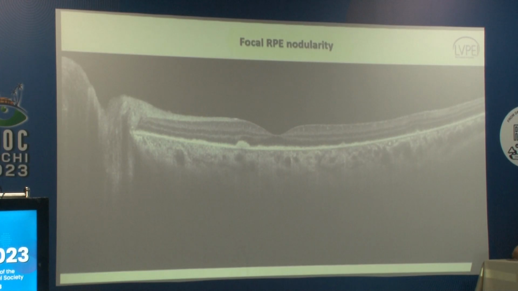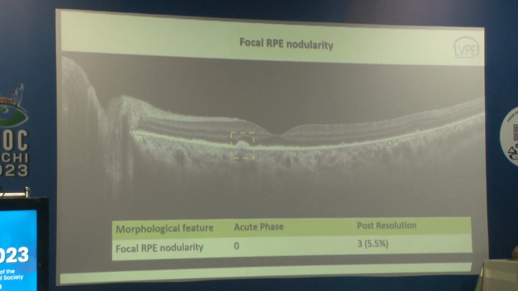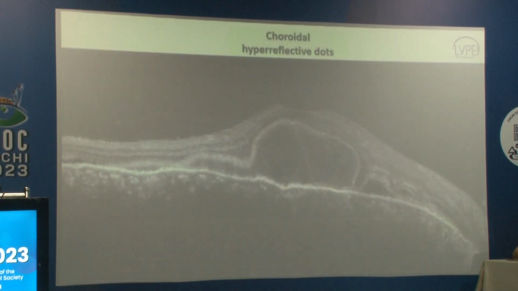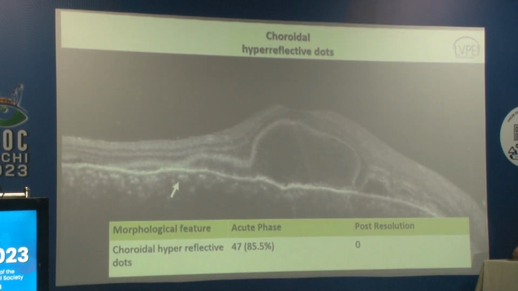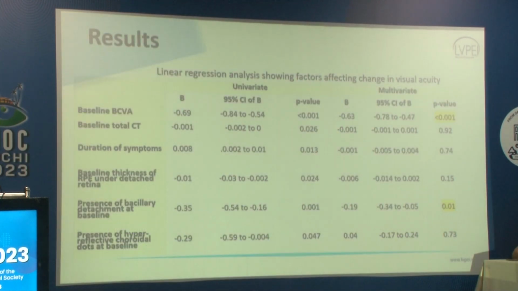Another interesting feature which we noticed in our study cohort was these well-localized hyperreflective lesions on the RPE seen in eyes following resolution of the disease, but only in 3 eyes. The choroidal hyperreflective dots are these well-circumscribed lesions within the choroid, seen in around 85% of the eyes during the acute stage, and all these resolved following resolution of the disease.